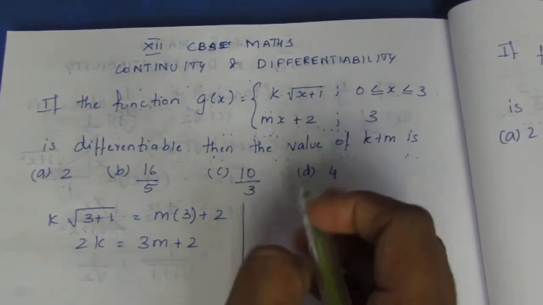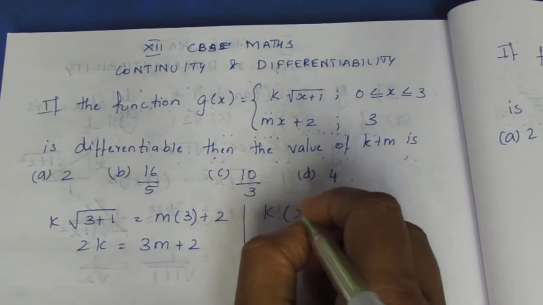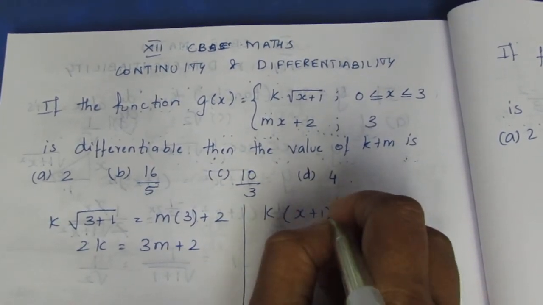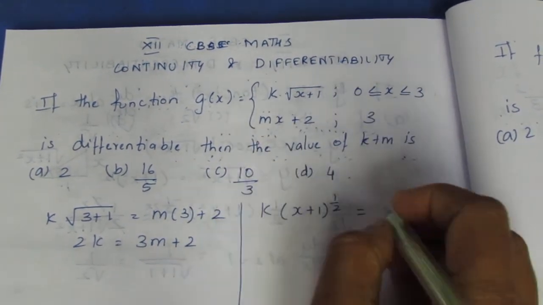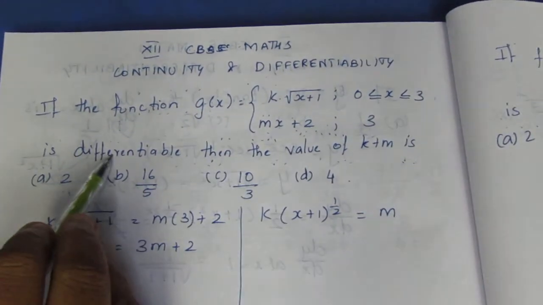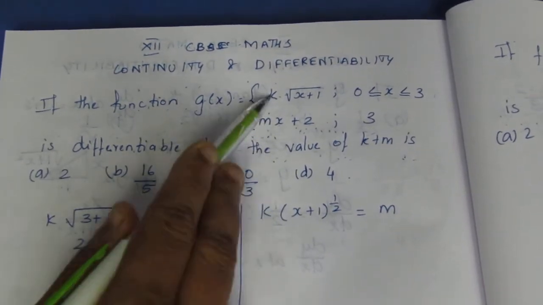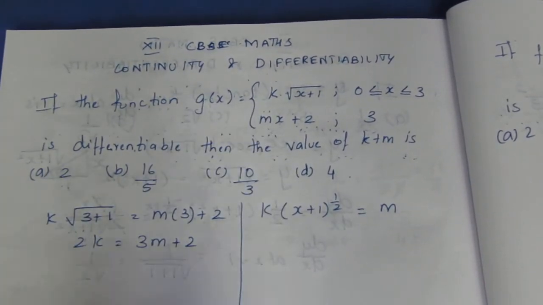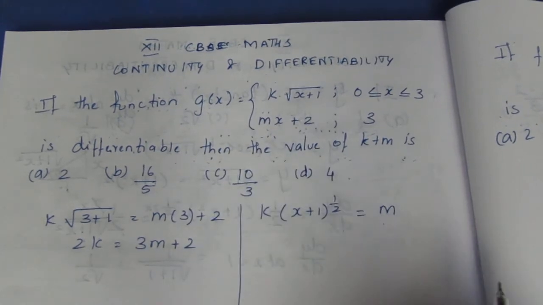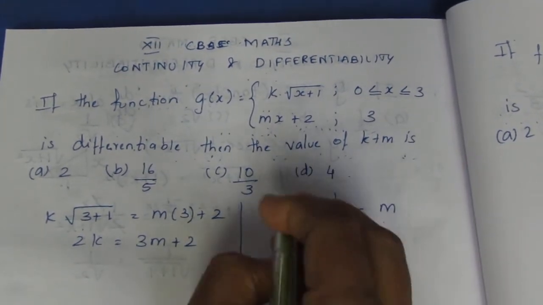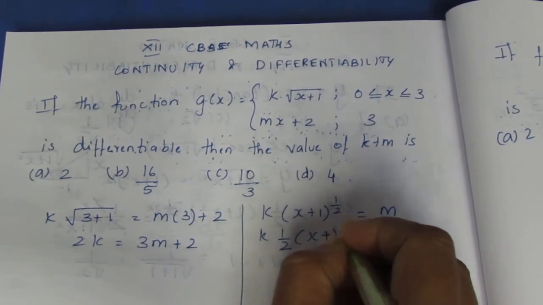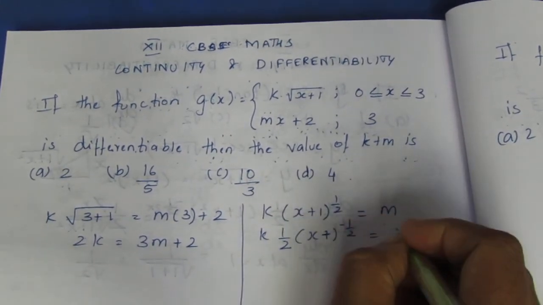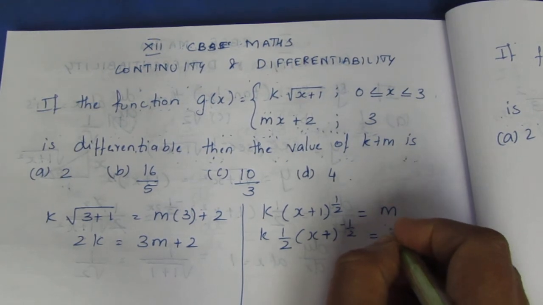Now differentiating this, it becomes k into (x plus 1) the whole power half, which is equal to, differentiating this, it becomes m. Because they have given that it is differentiable, the differentiated value will be equal at all the elements. So if I differentiate this, it becomes m. The power will come in the front, and it will be reduced by minus half, is equal to m.